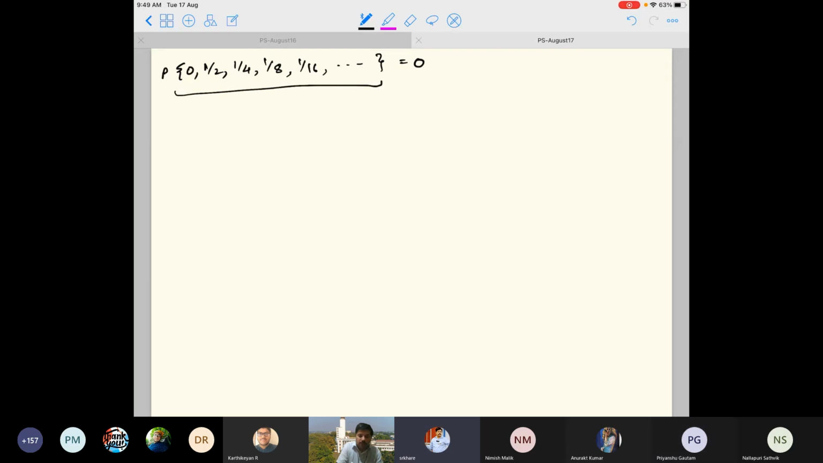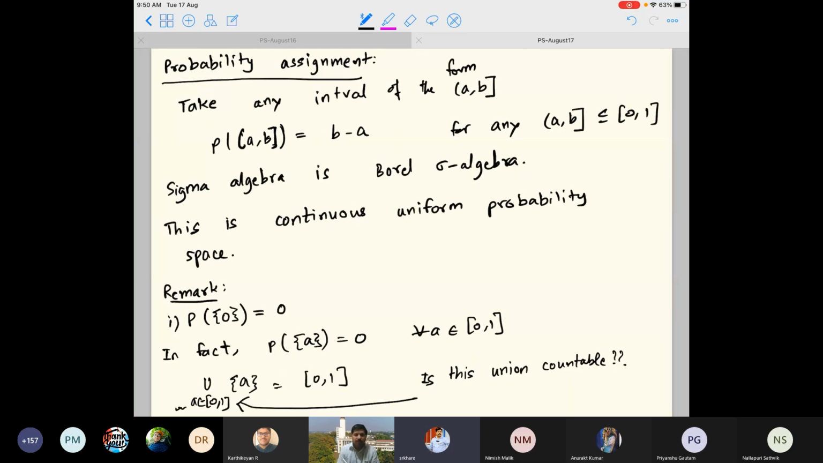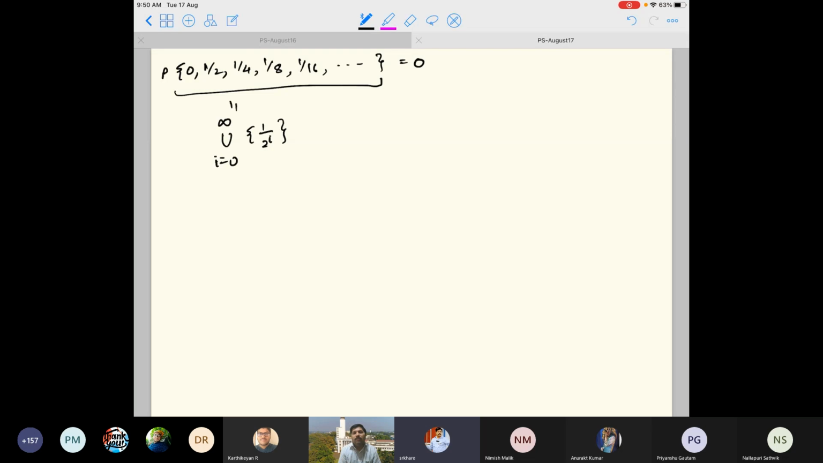This particular set, I can write down as a countable union of singleton sets of the type 1 by 2 raised to i, with i going from 0 to infinity. So this is a countable union, i taking values 1, 2, 3, 4, 5, 6. Though it is infinity, I can count it. In the earlier union, when a was taking values between 0 to 1, I could not count. There are more elements than I can count. So that's the difference, uncountable versus countable. So the probability of this set is 0.